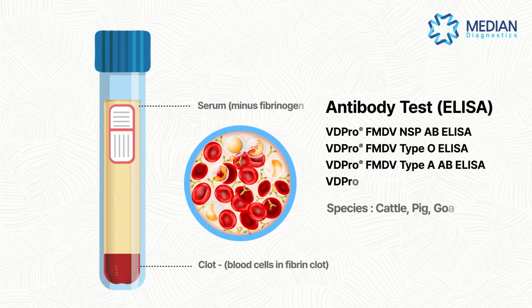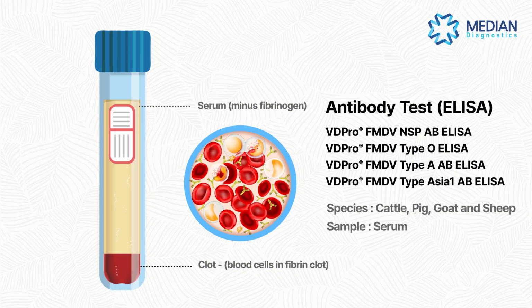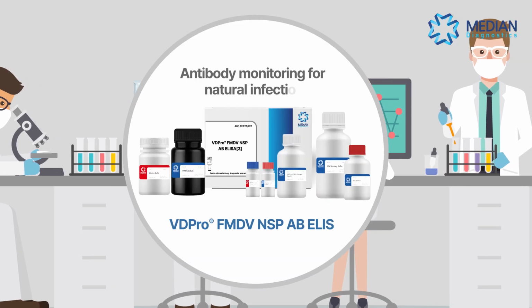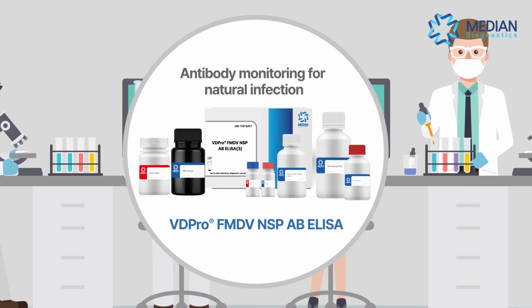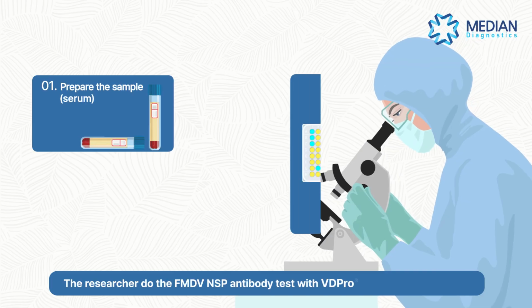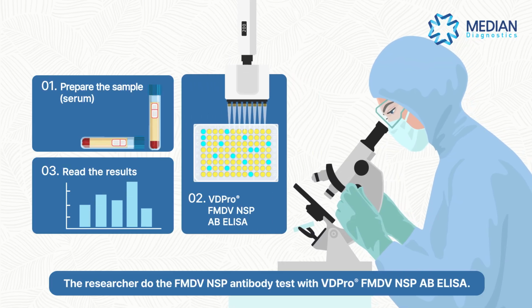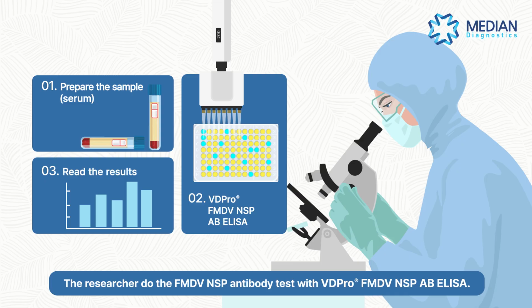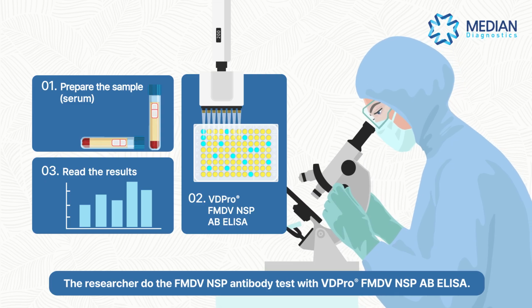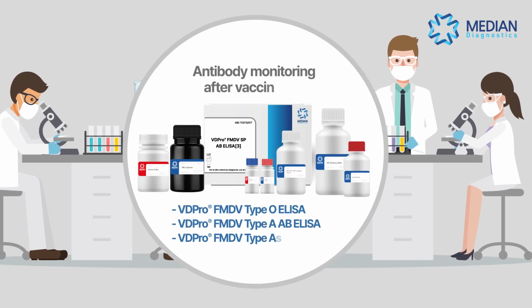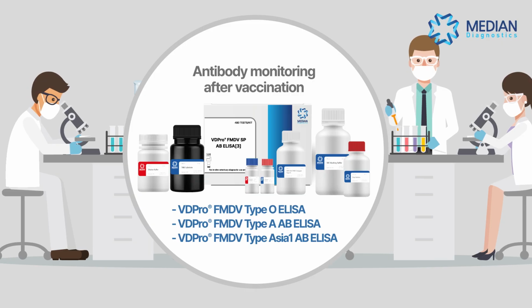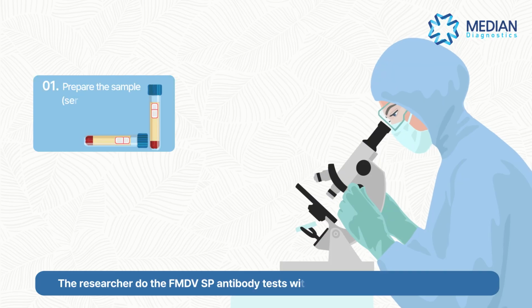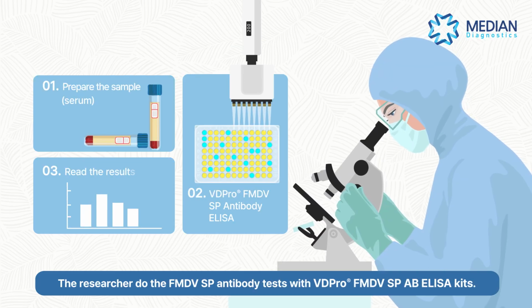Next are the antibody test kits. FMDV NSP Antibody ELISA kit is used to detect NSP antibodies from natural infection. FMDV SP Antibody ELISA kits are used to monitor SP antibodies after vaccination.